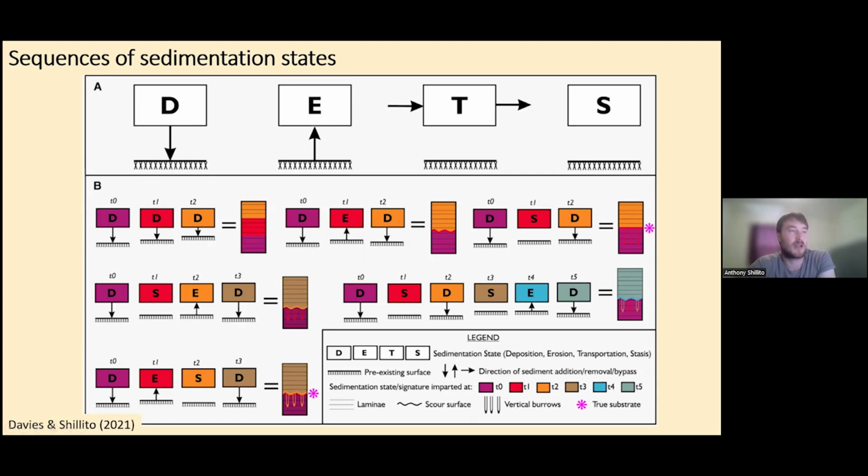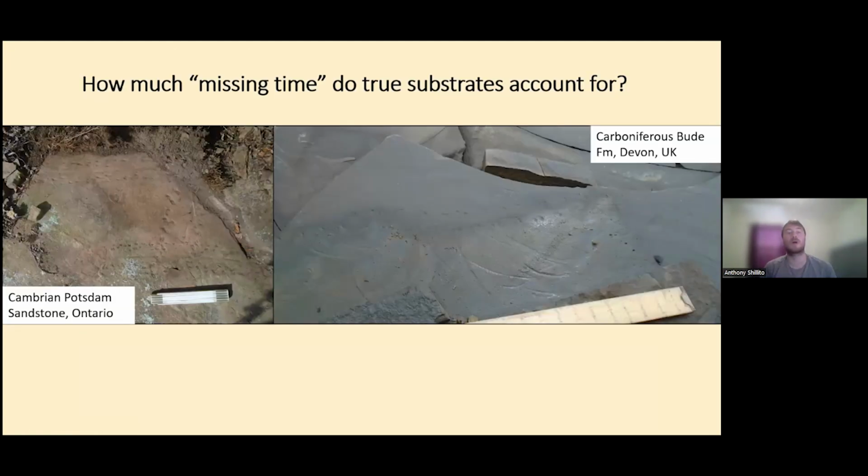But essentially, we're looking at when we get stasis followed by deposition, and the snapshot that can provide us on deep time. So how much of this missing time do true substrates account for? And the answer is really, it depends. It depends on a whole host of factors.